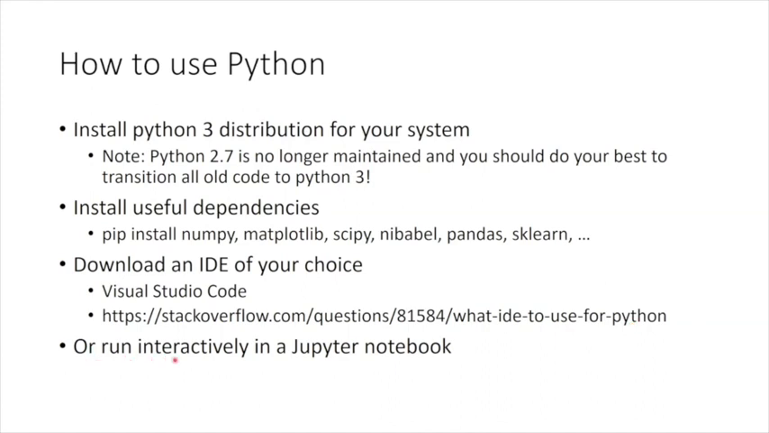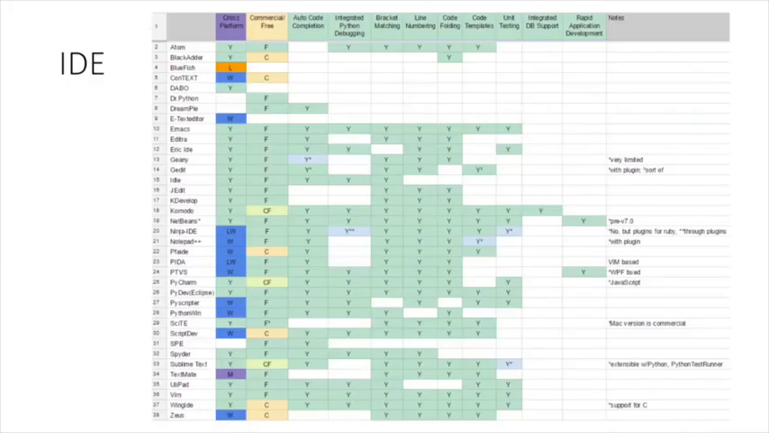Or you can run code interactively in a Jupyter notebook, which is also what I do. For the Stack Overflow question, if you go to that page, someone has posted this table, and you can just see right here how many IDEs there are and the different types of tools they provide. Really, it's a matter of personal preference which you choose. As I said, I use Visual Studio Code, but other people have other preferences. It doesn't necessarily matter too much at the end of the day, though.